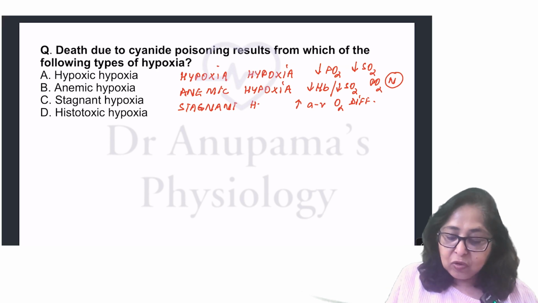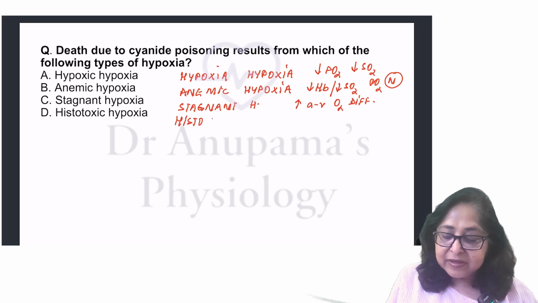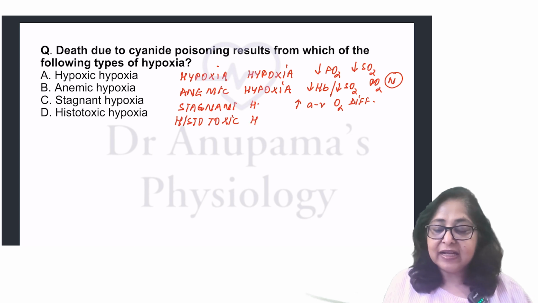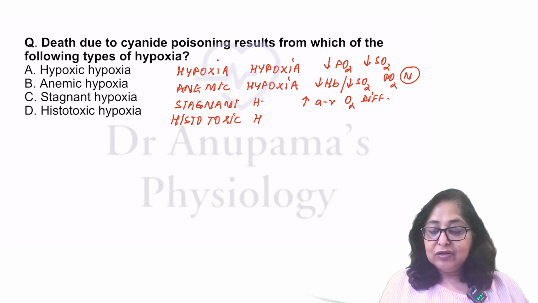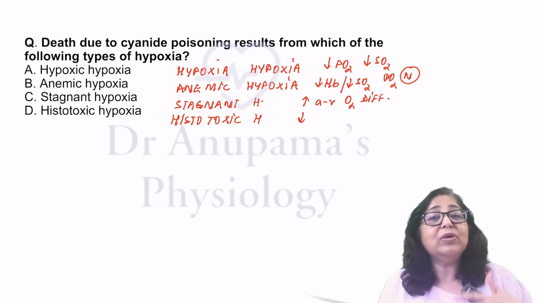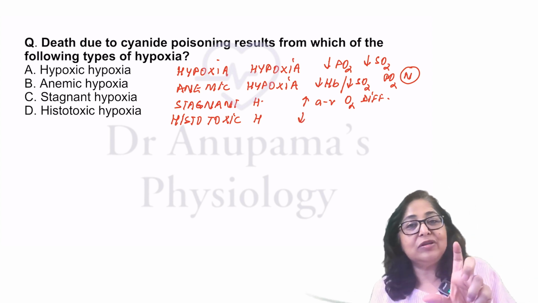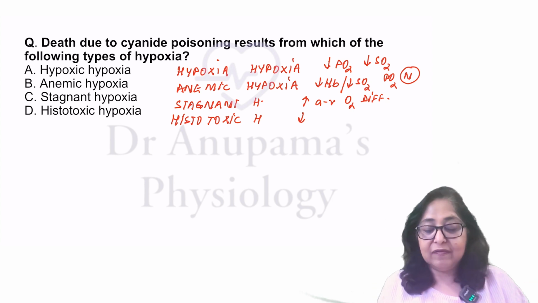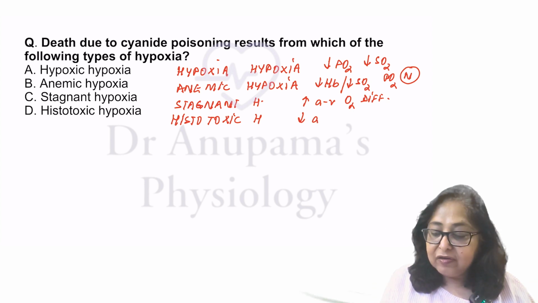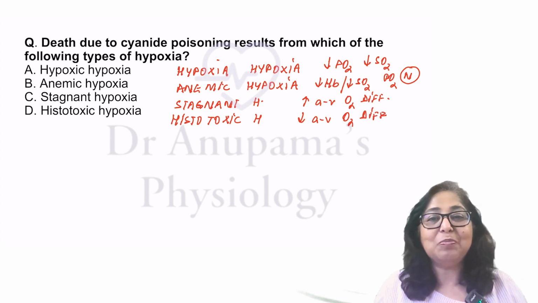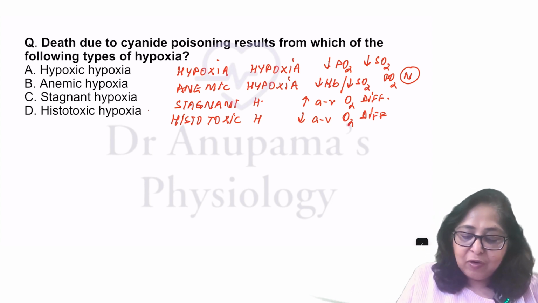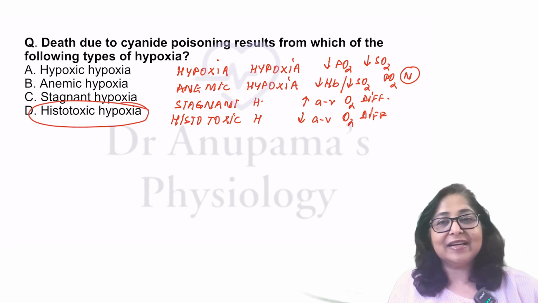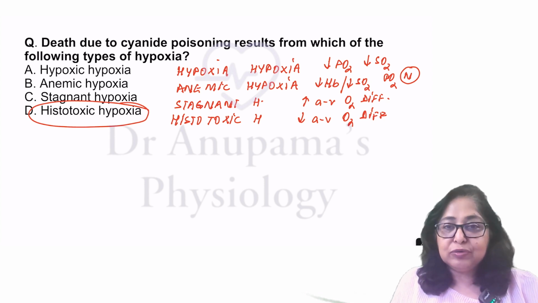And the 4th type is called histotoxic hypoxia. In histotoxic hypoxia, the cells are unable to utilize oxygen. So what will happen to the venous PO2? Increases. So what happens to the difference between the arterial and the venous PO2? It reduces. This is typically seen in cyanide poisoning. So cyanide poisoning is what type of hypoxia? Histotoxic. Cells are unable to utilize oxygen.